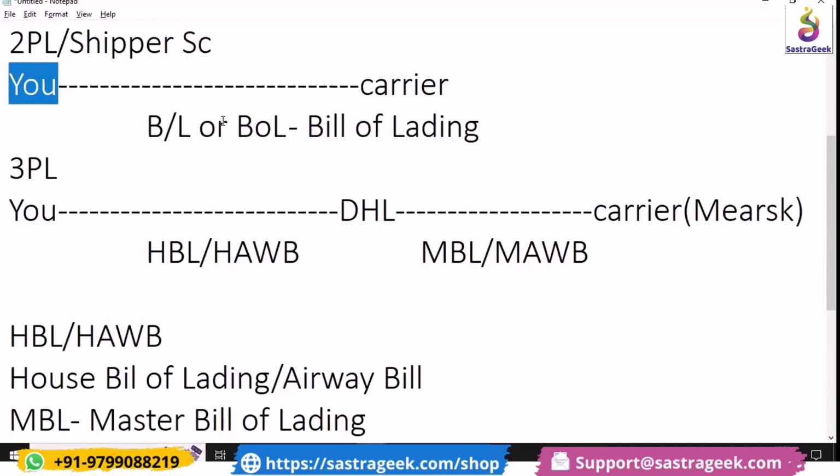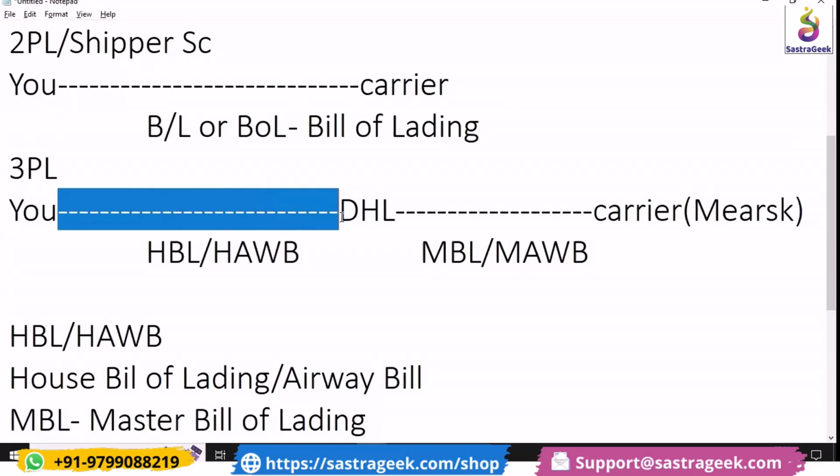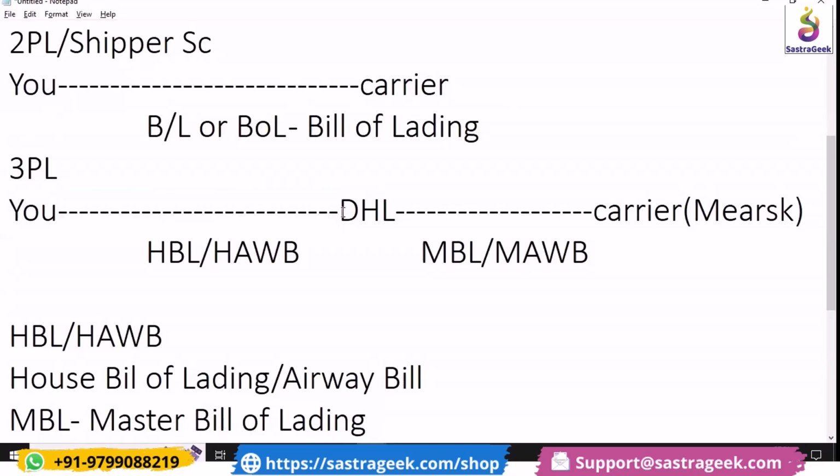But in case of 3PL, everything we are going to receive from the third party logistics provider or the carrier, right? You will not receive it because you are interacting with DHL, so DHL will give it to you. That is DHL's lookout whether he talked to one carrier or five carriers on your behalf. He manages 5 MBLs or 10 MBLs.